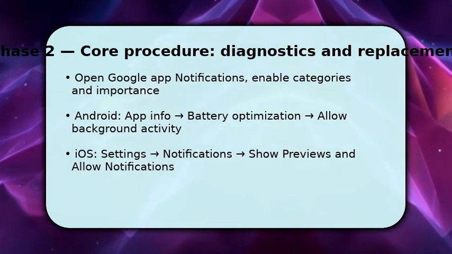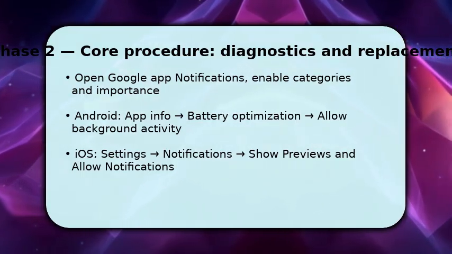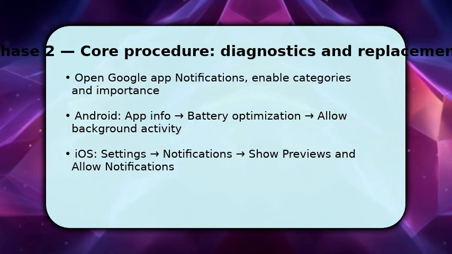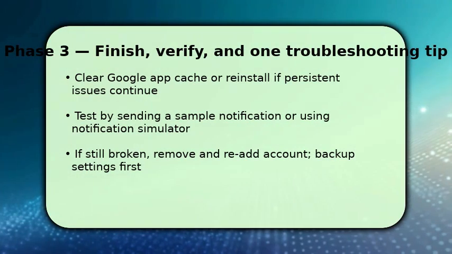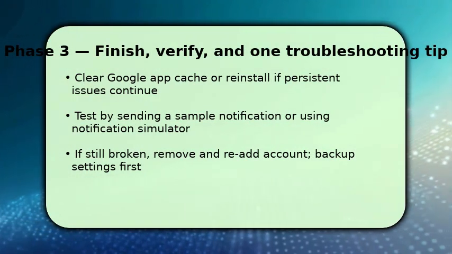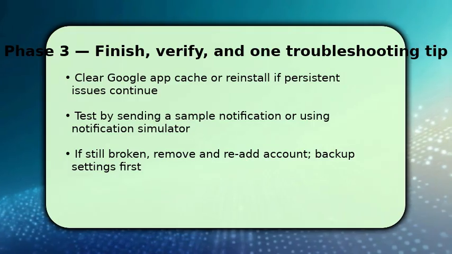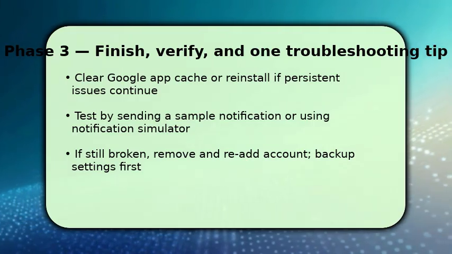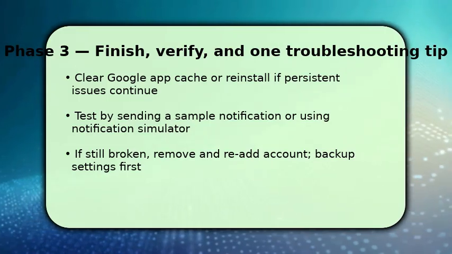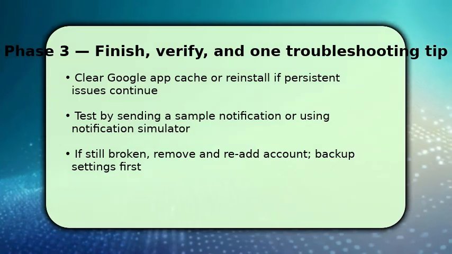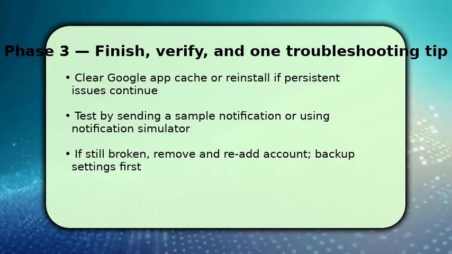Once configured, force close and reopen the app to apply changes and trigger a fresh sync of notification channels. Finish by clearing cache and data or reinstalling the Google app to remove corrupt state. This often resolves stubborn problems. After reinstall, sign back in and test notifications by sending yourself a sample alert or using a built-in notification test.